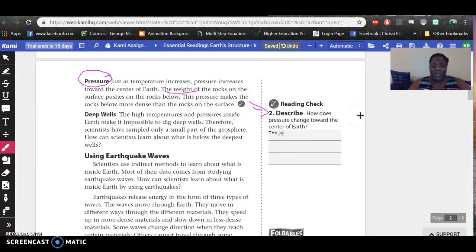The weight of the rocks. W-E-I-G-H-T, the weight of the rocks on the surface pushes the rocks below, causing them to become more dense.